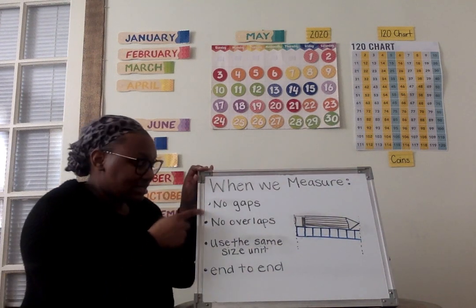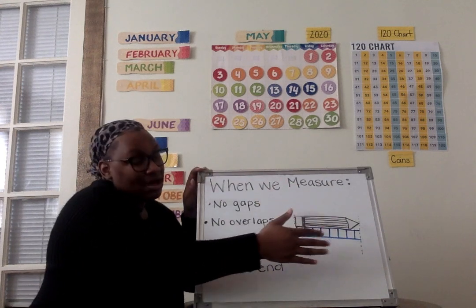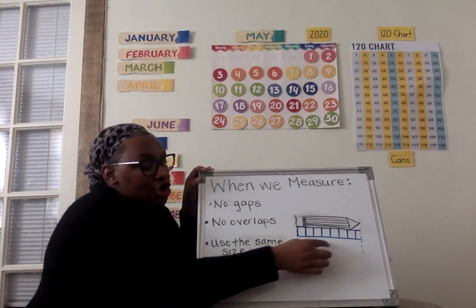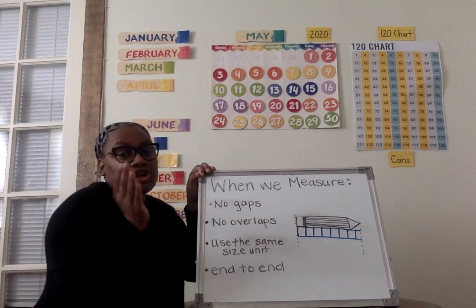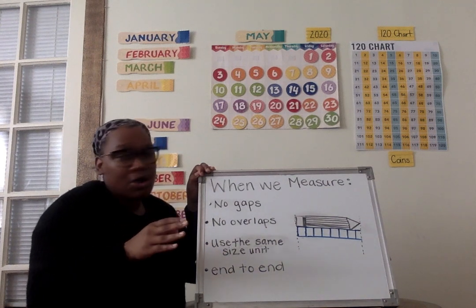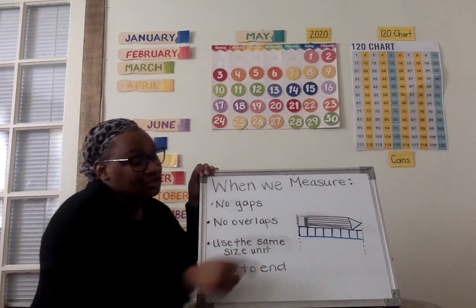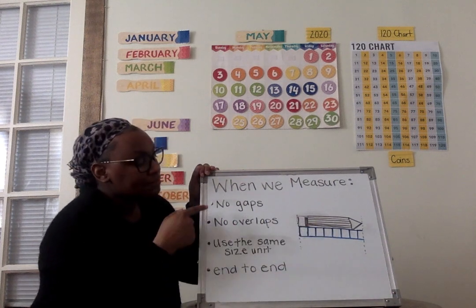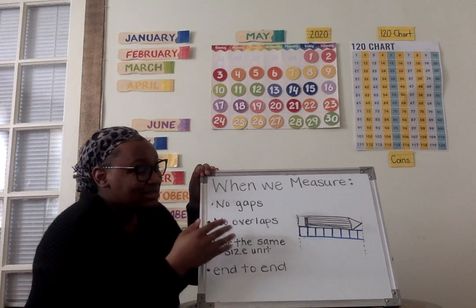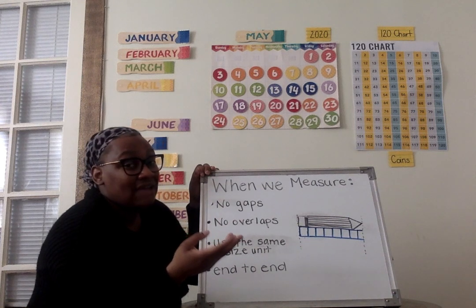So the first thing, when we measure, we want to make sure after we put our object down and we put all of our units down to measure it, we make sure there are no gaps. We want no gaps when we measure because if we have gaps, our measurement won't be right. So make sure when you measure with your units, there are no gaps, just like mine. I have no gaps. You also want to make sure that there aren't any overlaps. If there are overlaps, you won't get the right measurement either.